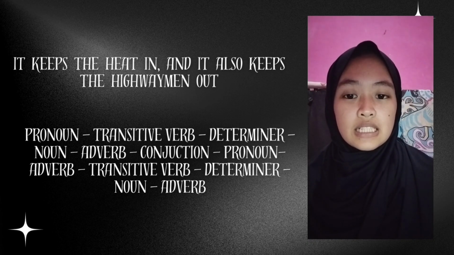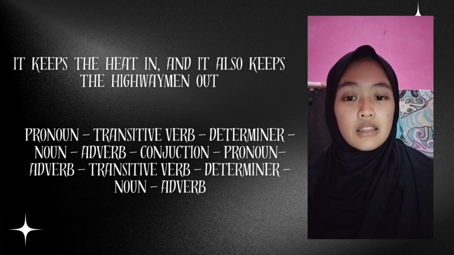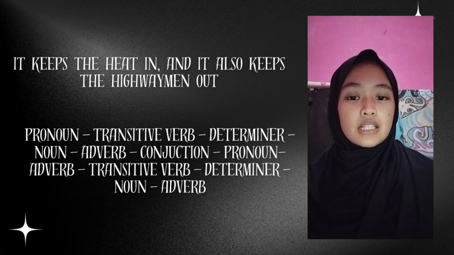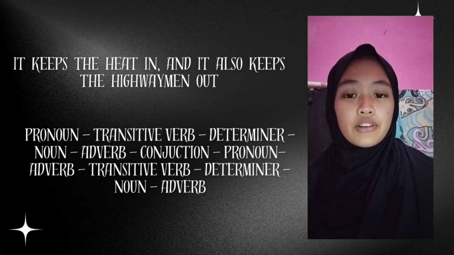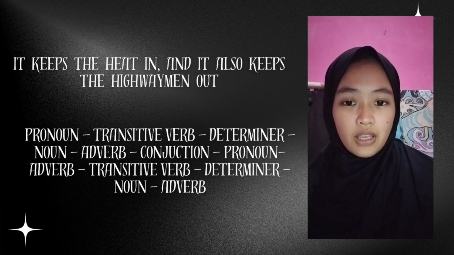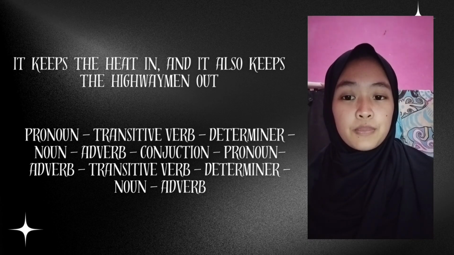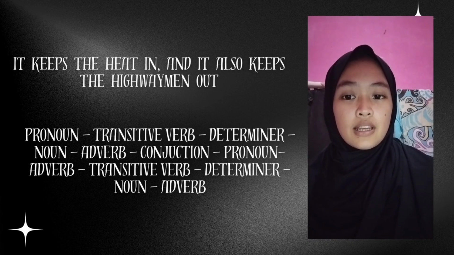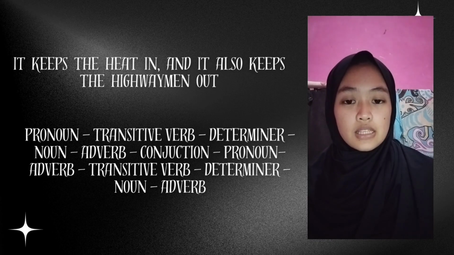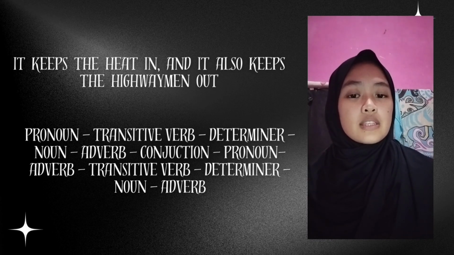And then in the second clause, it functions as the subject, also functions as an adverb, keeps functions as the verb, the highwayman functions as the object, and out functions as an adverb. In the tree diagram, the sentence is divided into two clauses connected by the conjunction, and each clause contains a noun phrase as the subject and a verb phrase as the predicate.